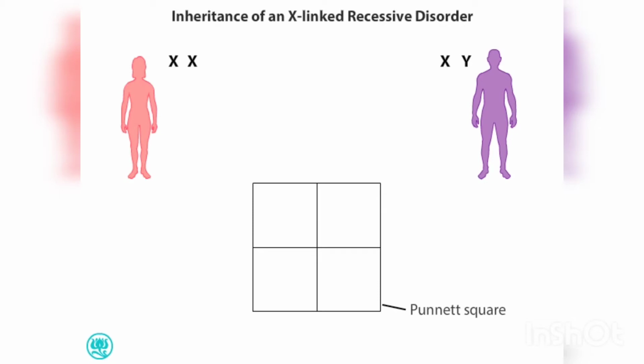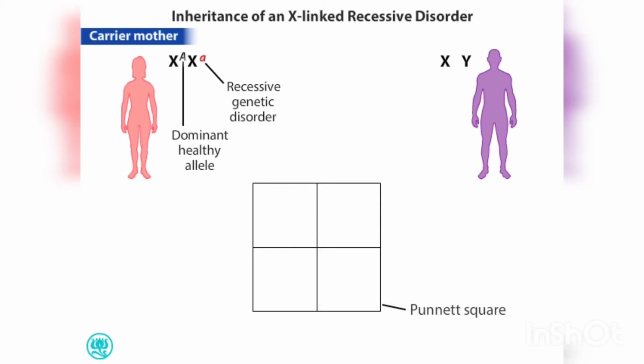On one of the mother's X chromosomes, she carries an allele, indicated a, for the recessive genetic disorder. She also has the healthy allele, big A, for the same gene on her other X chromosome. Because the healthy allele is dominant to the disorder allele, the mother is healthy, but is considered a genetic carrier of the disorder. In this example, the father, who has a single X chromosome, carries the healthy allele for this particular gene. He is a non-carrier.